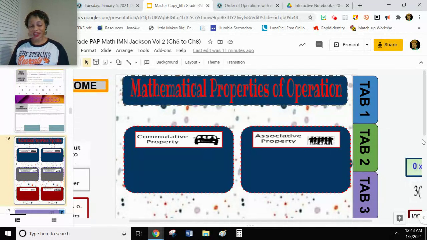Today we'll be looking at TEAC 6.7D, which says I can generate equivalent expressions using the properties of operations: inverse, identity, commutative, associative, and distributive properties. So let's jump right in. Hopefully you've updated your page in your notebook and you're looking at the page that I'm looking at and you're going to follow along with me.